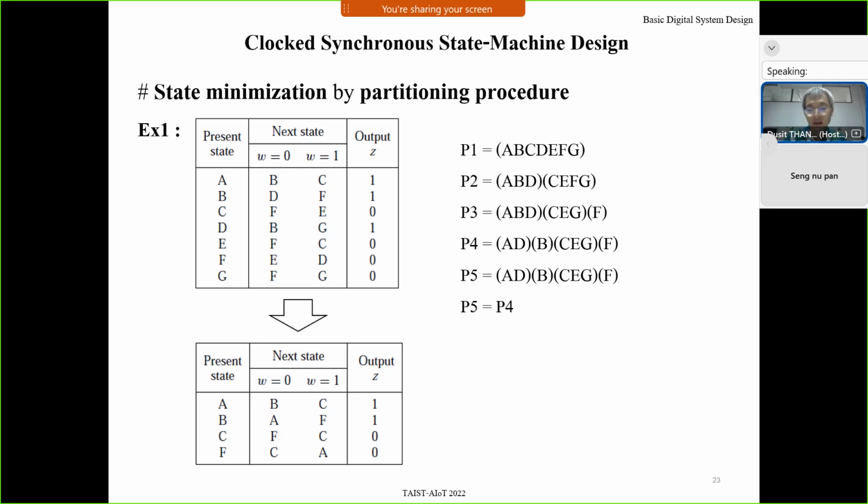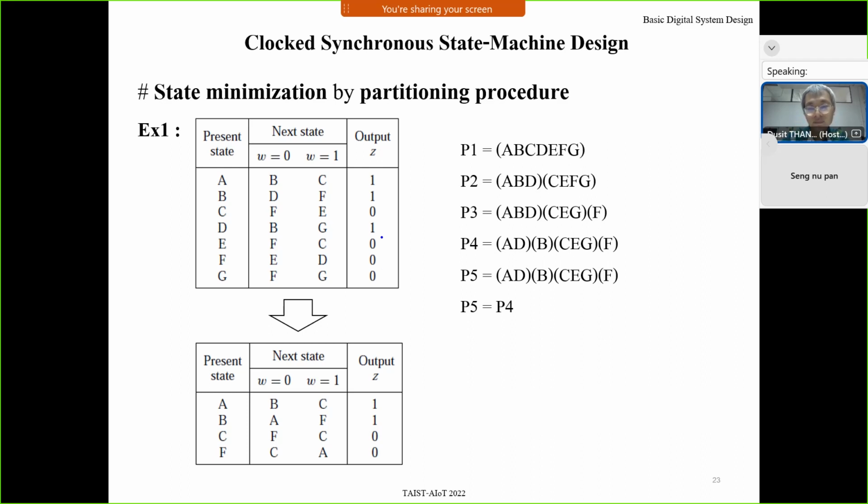If you have a state table something like this, this is the present state or current state: A, B, C, D, E, F, G. And the next state when input W is 0 and input W is 1. And this is the output for each state. At state A, output is 1. At state B, output is 1. At state C, output is 0. At state D, output is 1. States E, F, G, output 0. Now, let's do the partition.